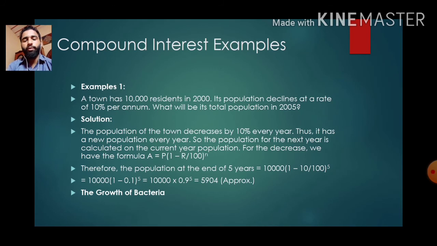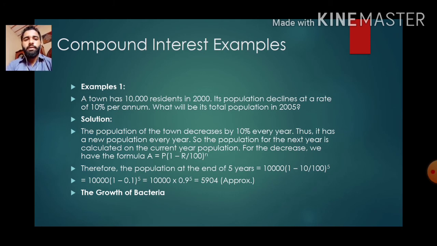Compound interest examples. A town has 10,000 residents in 2000. Its population declines at a rate of 10%. What will be its total population in 2005?